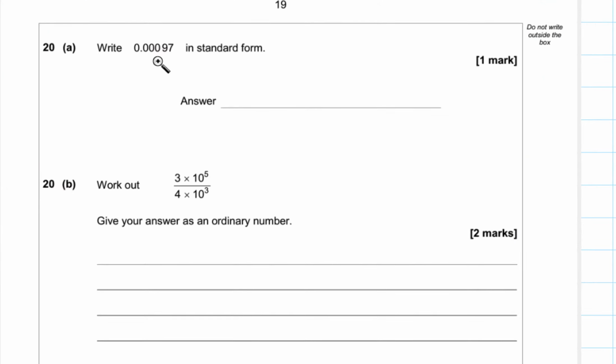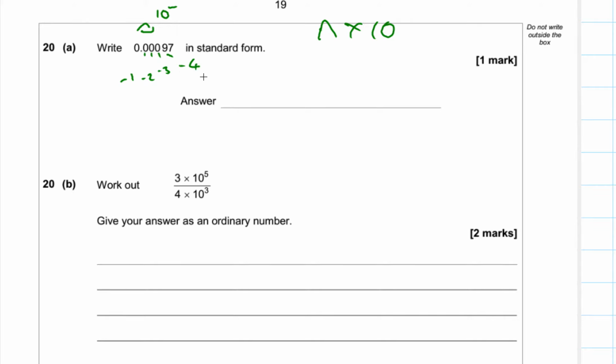Write 0.00097 in standard form. So here in standard form is always a number, so n times 10 to the plus or minus whatever it is. So it's instead of writing it out as a decimal. So if you're going this way, then it's going to be times 10 to the minus something. So this is minus 1, this is minus 2, this is minus 3, and this is minus 4.